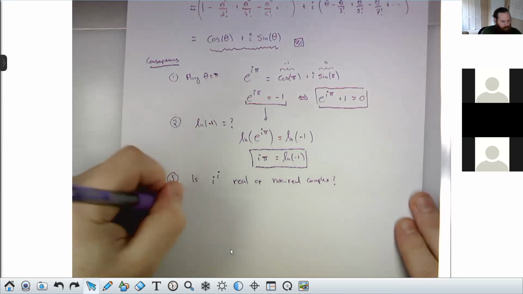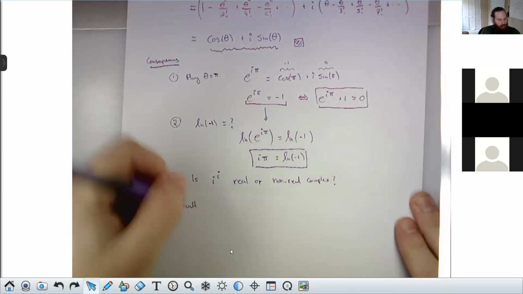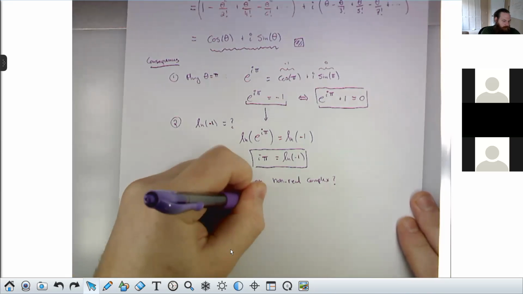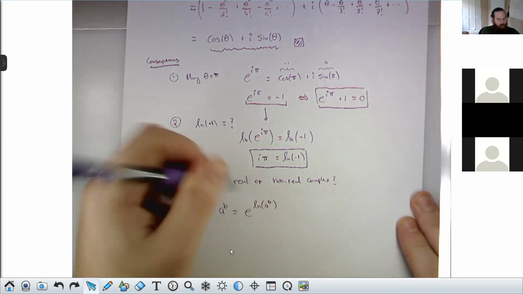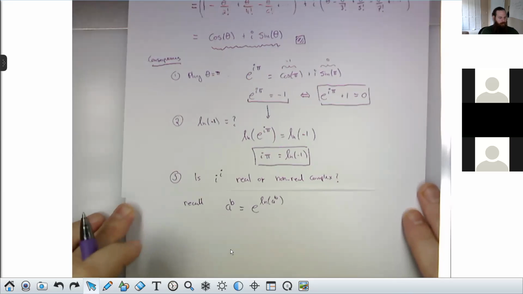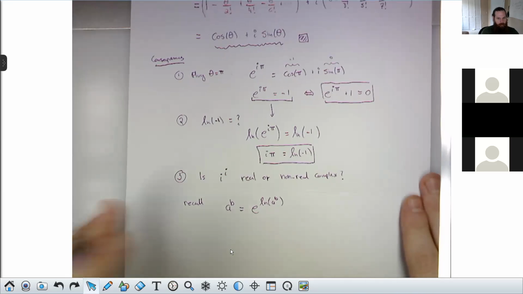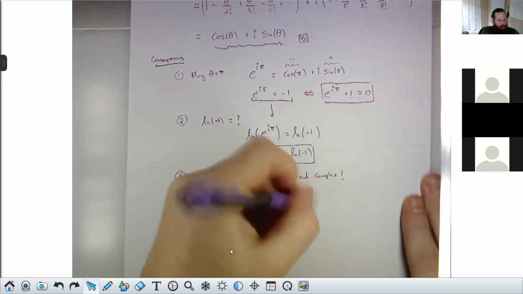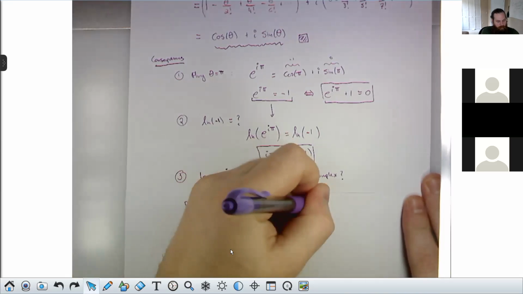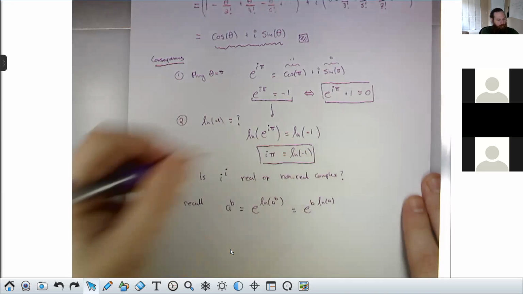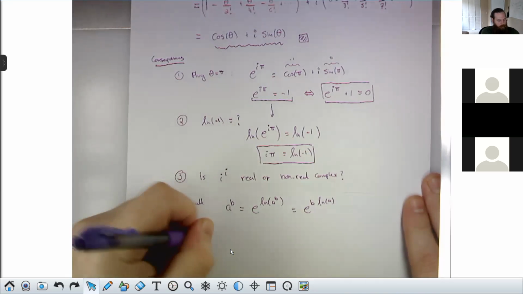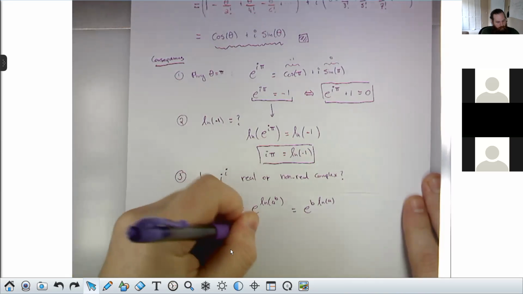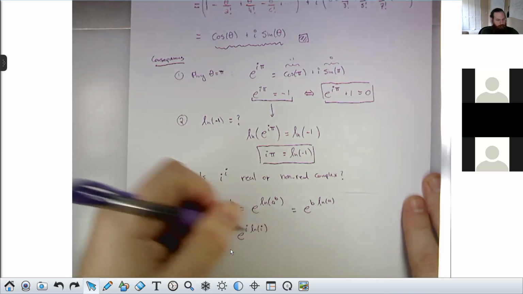You just have to recall that a to the b should be the same as e raised to the natural log of a to the b. All right, because e raised to the log of anything is just that thing. And then by properties of logarithms, this b can come down in front of the logs. This is e to the b times the natural log of a. So I to the I is e to the I times the natural log of I.